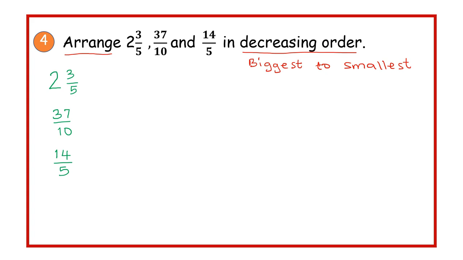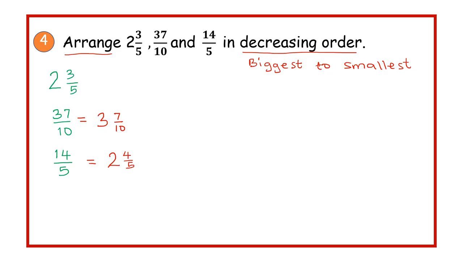So what we can do, let us make all of them be mixed numbers. In this part we get 3 and 7 out of 10. This part we will get 2 and 4 out of 5. Okay?